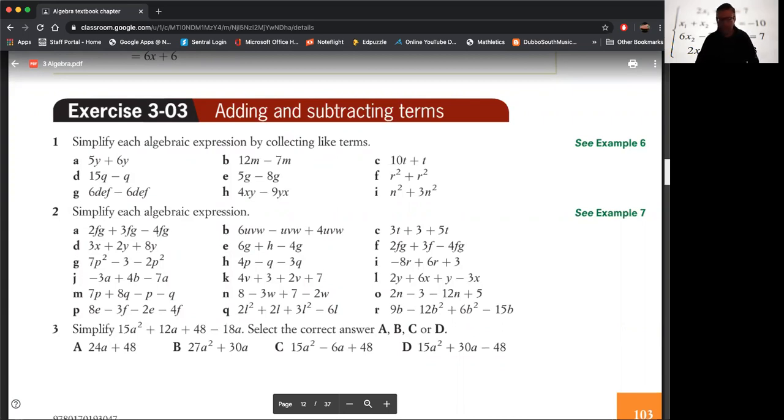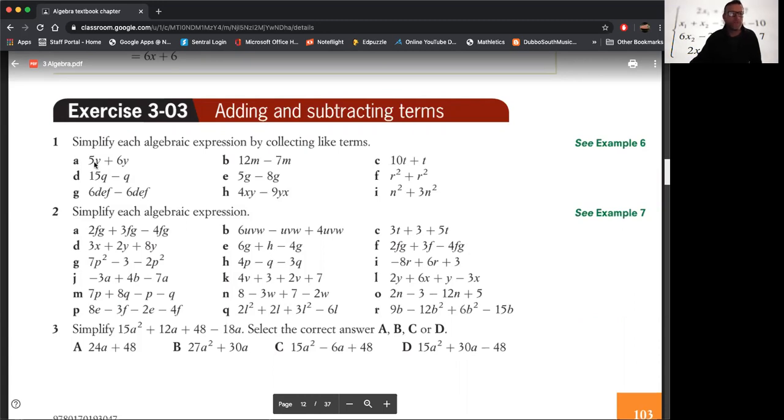So the first thing we need to look at is that idea there of like terms. Like terms are basically anything with the same letters at the end, and the letters can be in any order. Because don't forget, this really is saying 5 times y plus 6 times y.